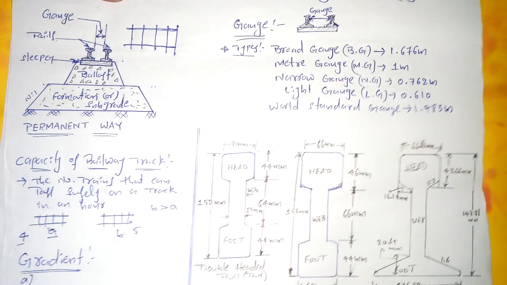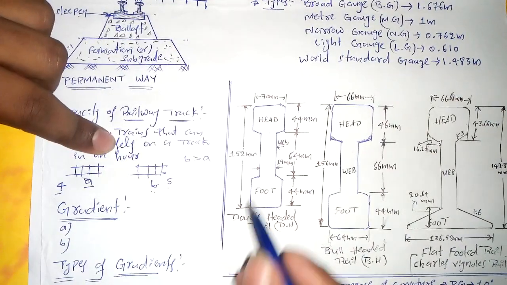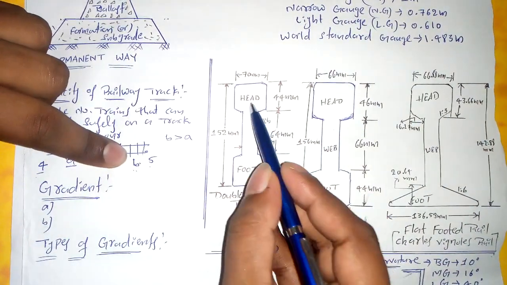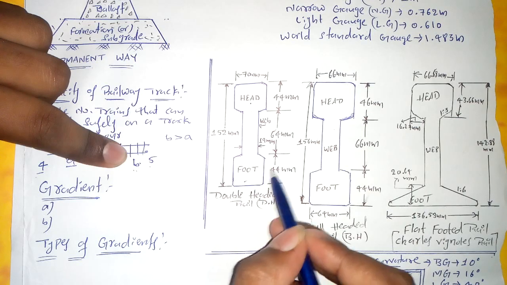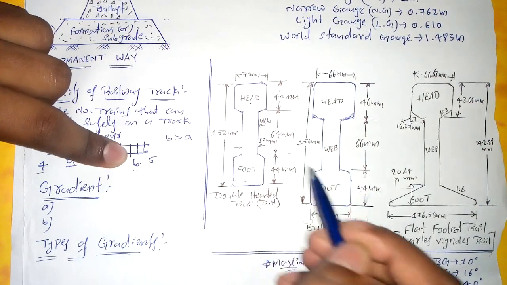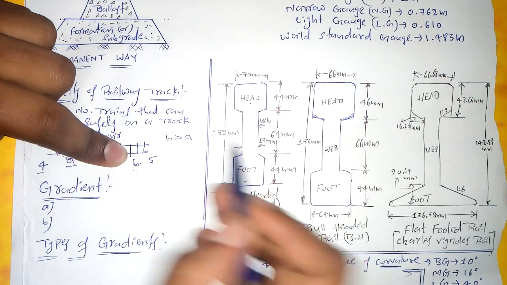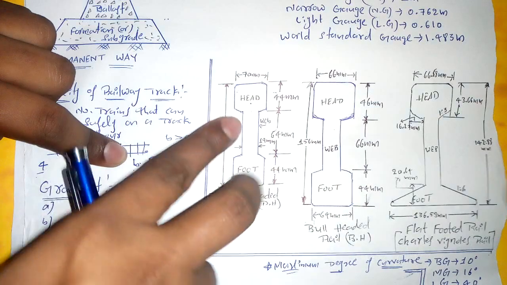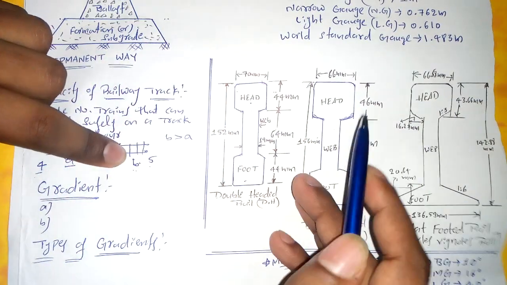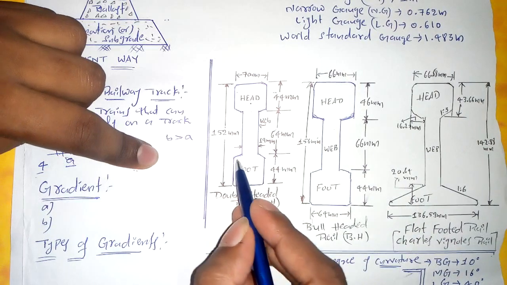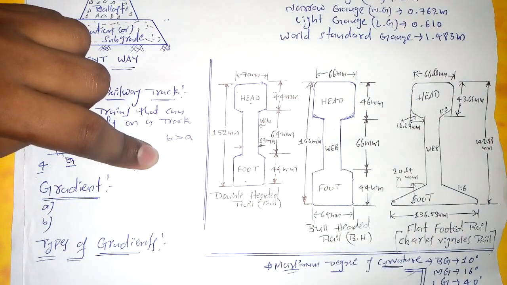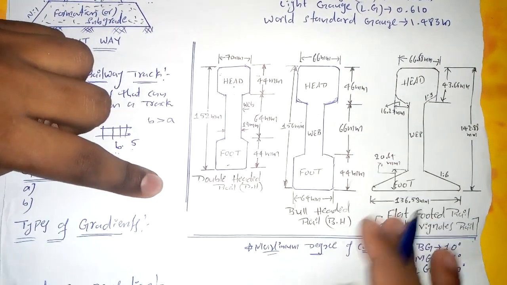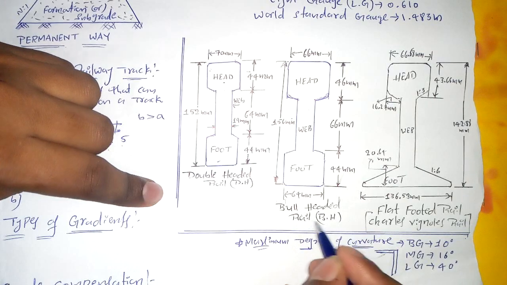In the initial days, there was a double-headed rail. The head and the foot were of the same dimension. The idea was that when the head gets worn out, the rail is inverted and reused. But what happened, the foot also got worn out before the head, which led to the introduction of another rail, the bull-headed rail.